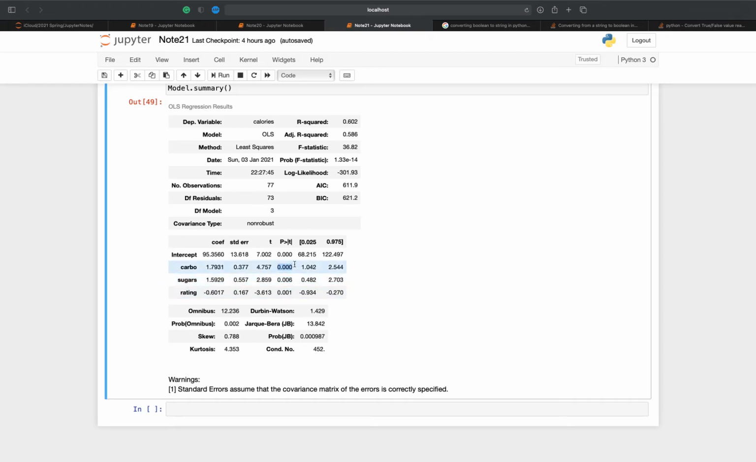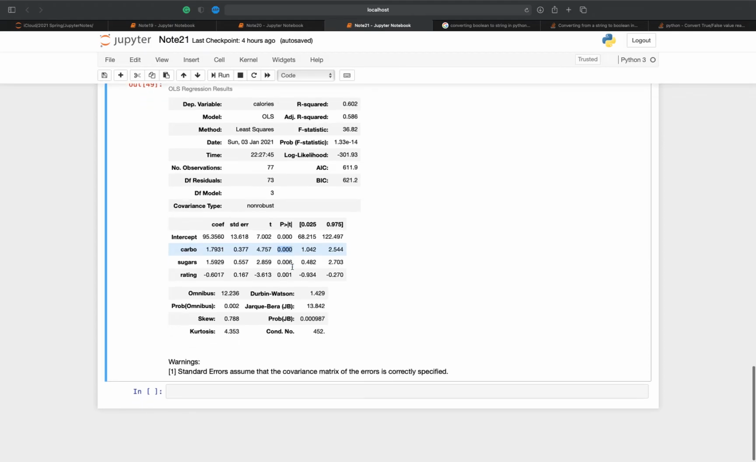Carb is very significant, but for all of these we should pay attention to lots of other factors, like R square, to see if this model is really a good model or not, and if this statistical significance is based on overfitting or underfitting. We should consider all of these. And then, what else can we talk about? Let's see.